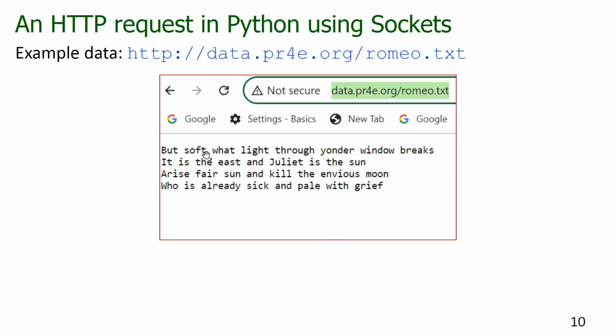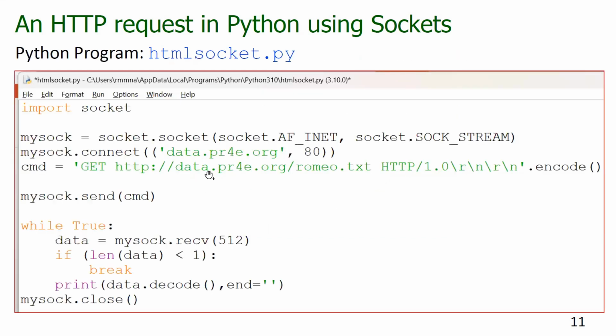Now this is the text file information available in romeo.txt. Here the text is: But soft what light through yonder window breaks. It is the east and Juliet is the sun. Arise fair sun and kill the envious moon, who is already sick and pale with grief. This is the sample text available in romeo.txt. So you want to retrieve this information through a socket using Python. Let us see the program.